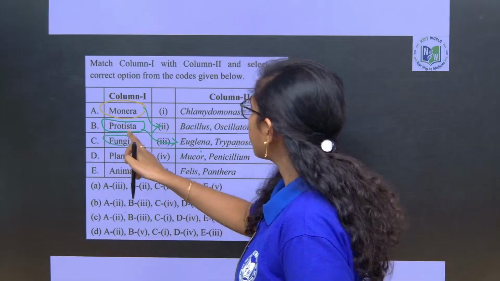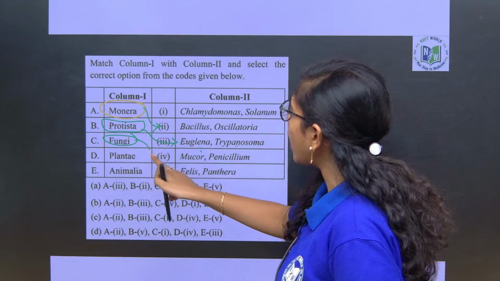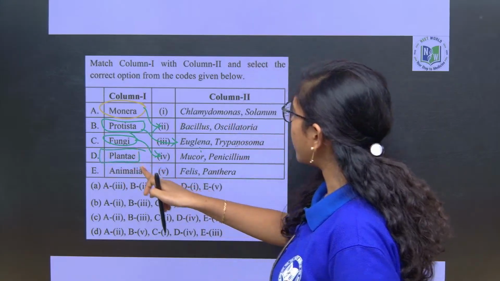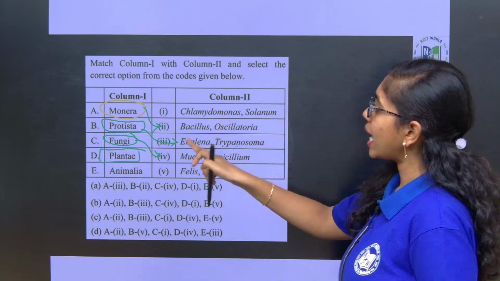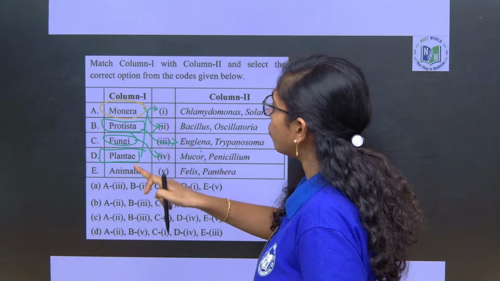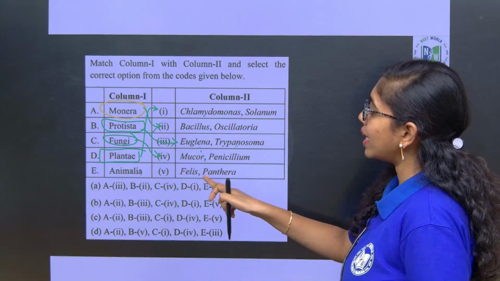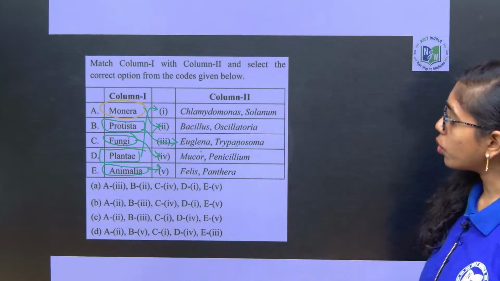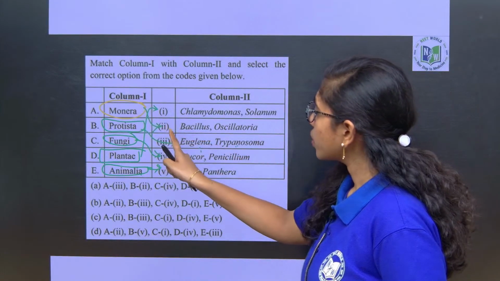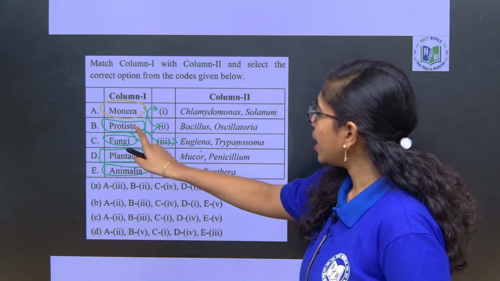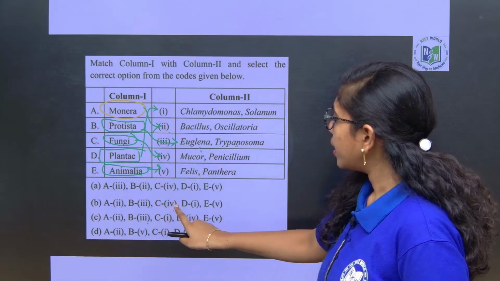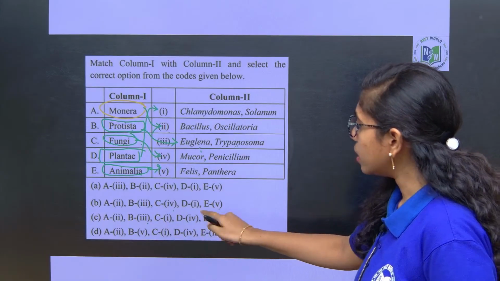Next, fungi. Fungi includes what? Mucor and Penicillium, that is option 4. Next, under Plantae, what is there? Chlamydomonas and Solanum, that is option 1. Animalia includes Felis and Panthera, which is 5. So, here we go with A is 2, B is 3, C is 4, D is 1 and E is 5.